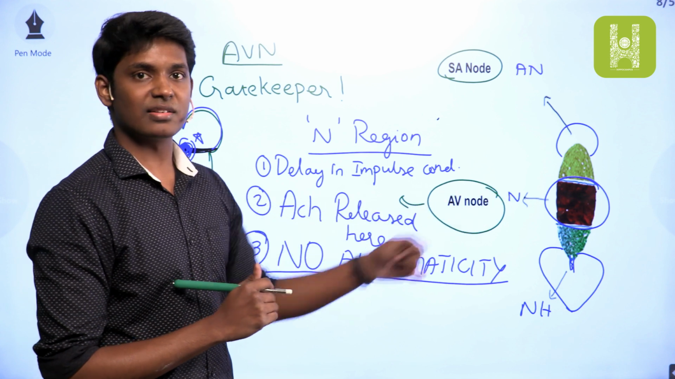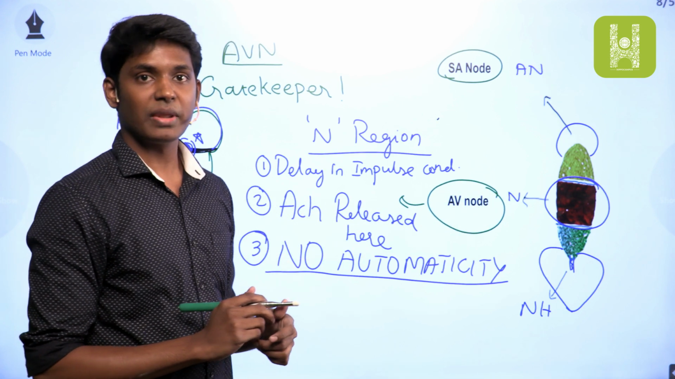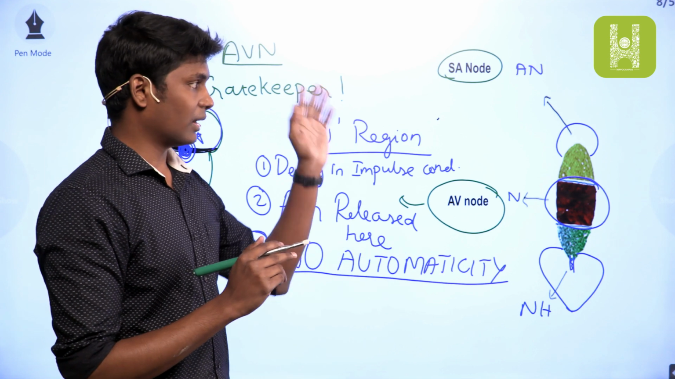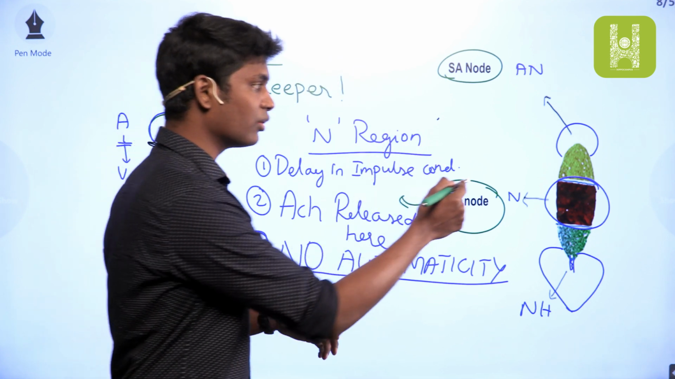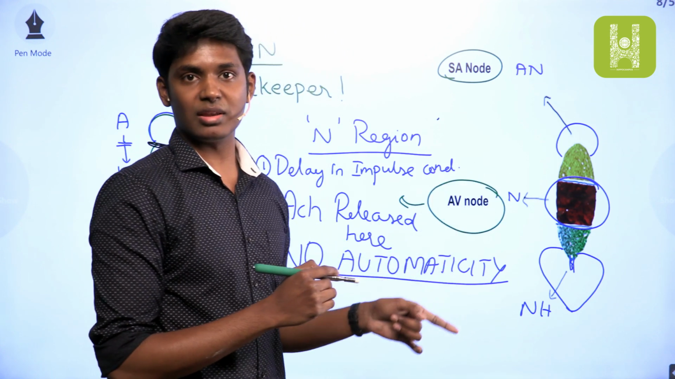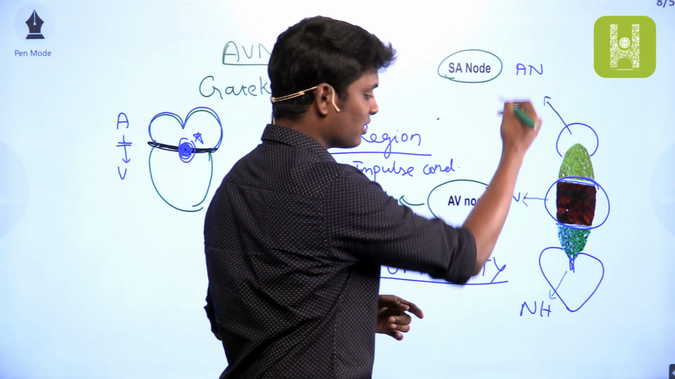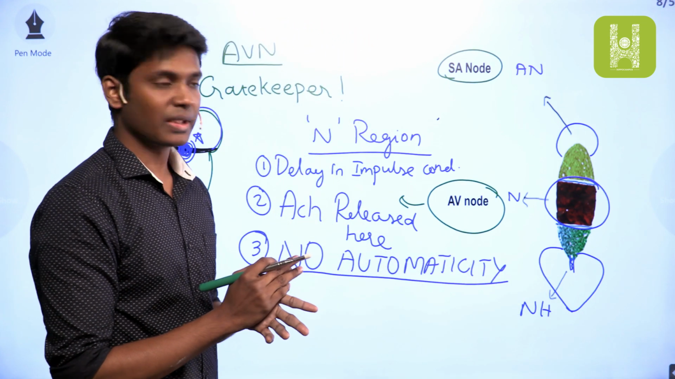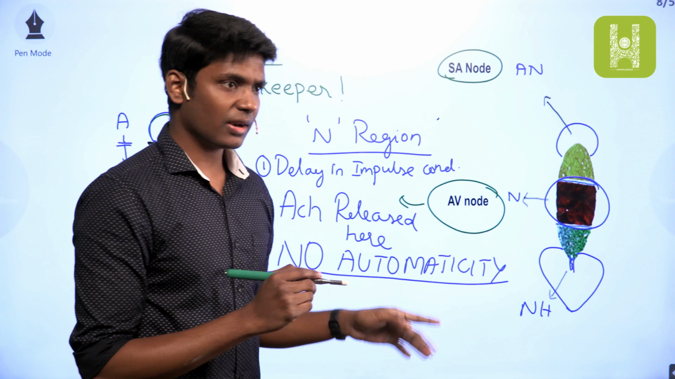But this particular system, that is the nodal region, actually doesn't possess automaticity. So even if it doesn't receive any impulse from above, there will be no de novo production of any impulse in the N region. But this AN region or the NH region has cells which produce impulses. So you have to understand one particular thing.